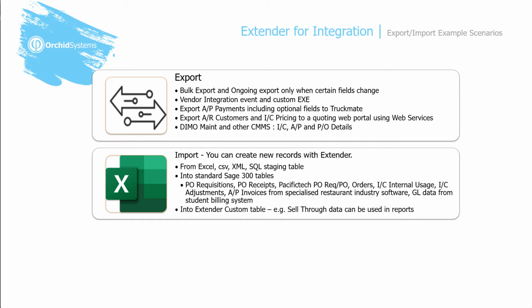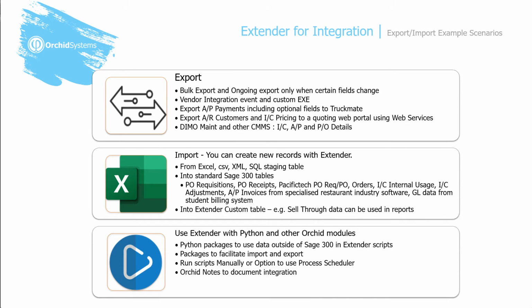Some examples that we have done recently would be purchase requisitions, purchase receipts, Pacific Tech purchase requisitions, OE orders, IC internal usage, IC adjustments, AP invoices, for example, from specialized restaurant industry software, and GL data from a student billing system. And we can also import into Extender custom tables. For example, we're importing sell-through data provided by wholesalers so that they can be used in reports against what's actually been shipped out of our warehouses.